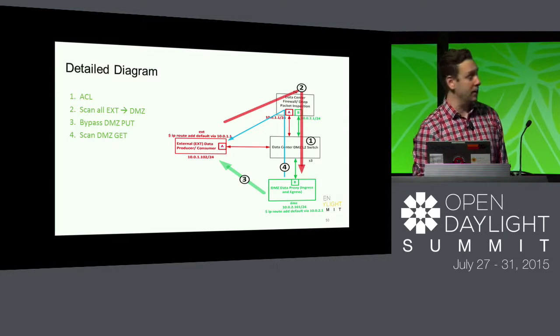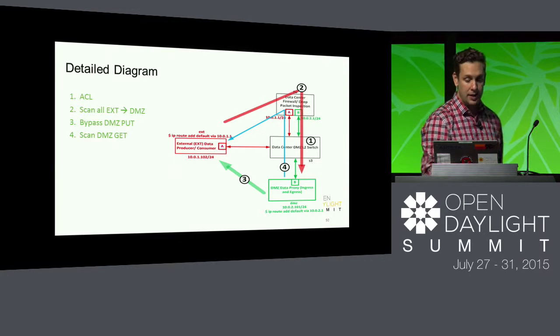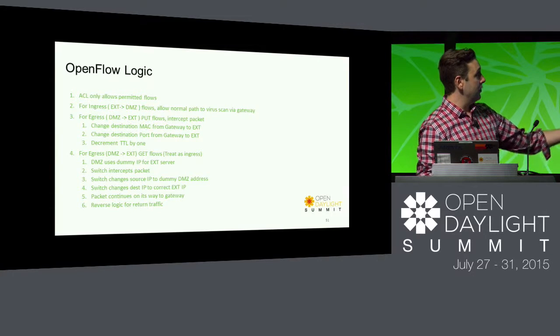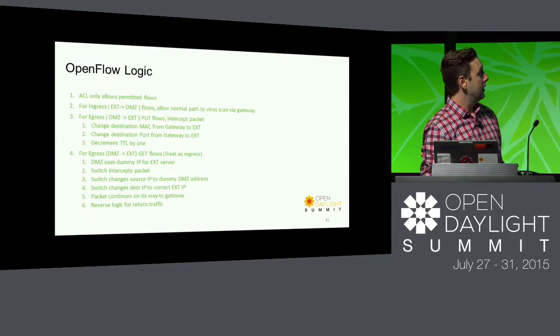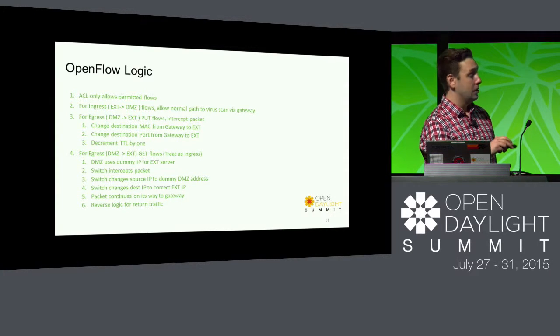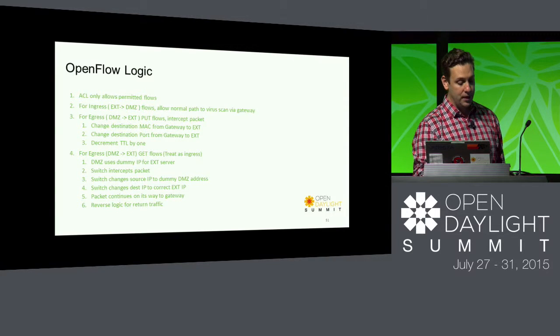Here's a detailed diagram. Again, I built this in Mininet, and I put the logic in via that RESTconf API. The logic, if you're interested, is here. You're going to intercept the packets for the put flows, and then for the gets, we're going to use a dummy IP. Still one server on both sides, but I needed a way to trigger OpenFlow.